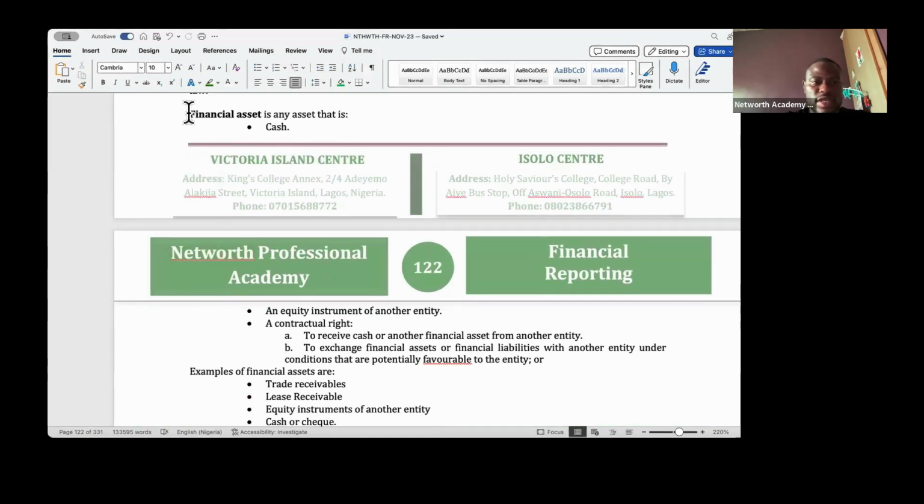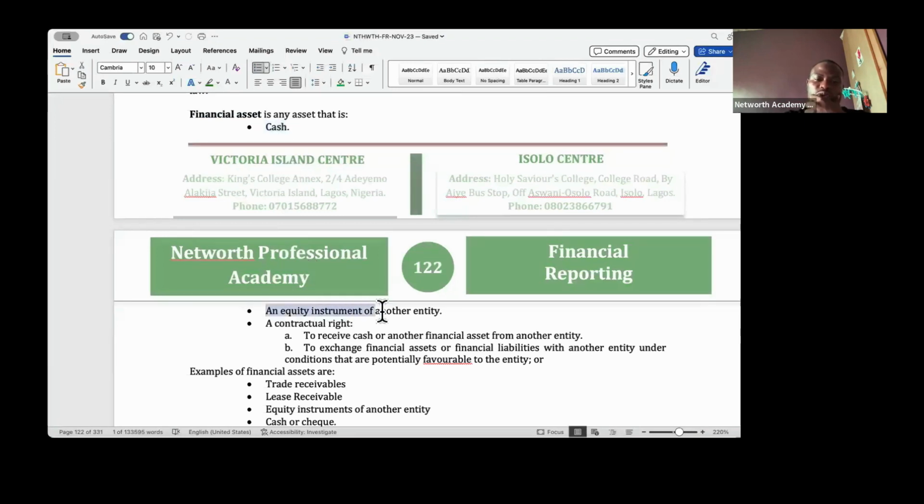IAS 32 said that a financial asset is any asset that is cash. And when I say cash, I'm talking about cash in hand or even in the bank. So when you have cash, either in hand or in a bank, the classification of assets in which cash belongs is financial asset. So cash is a financial asset. As you can see now, IAS 32 said financial asset is cash.